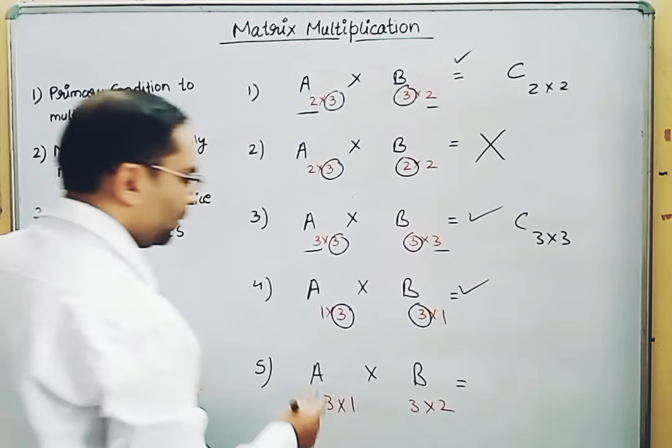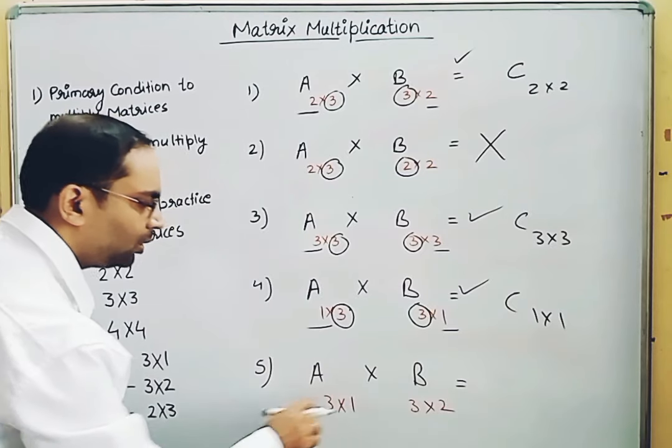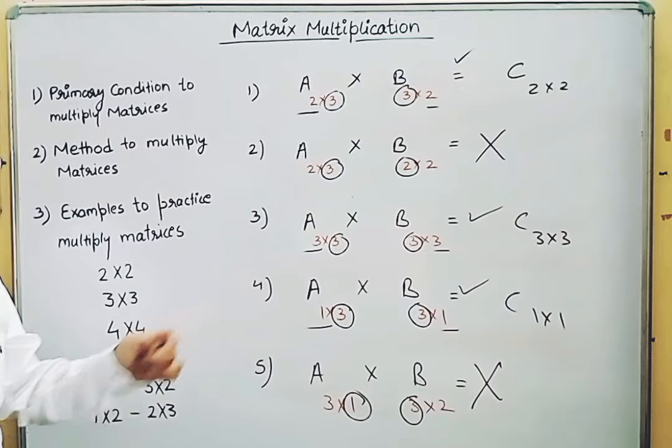So yes, we can multiply. What will be the resultant? That will be 1 cross 1. In the fifth example, we can say this is 3 cross 1, this is 3 cross 2. So this is 1 and this is 3. Definitely we will not be able to multiply these matrices.